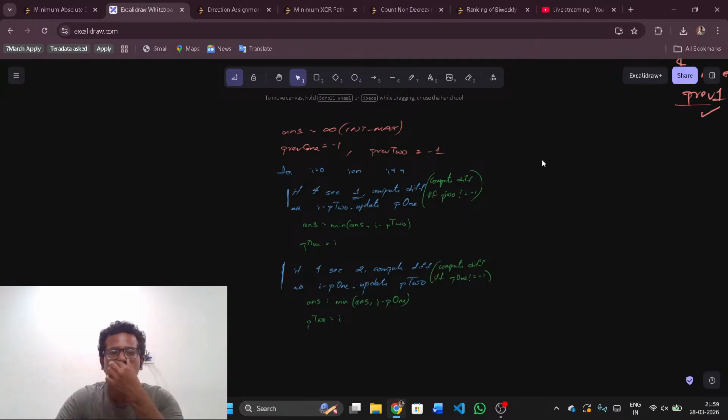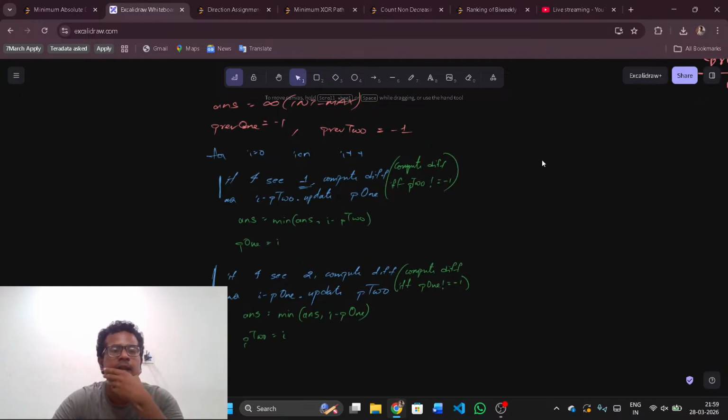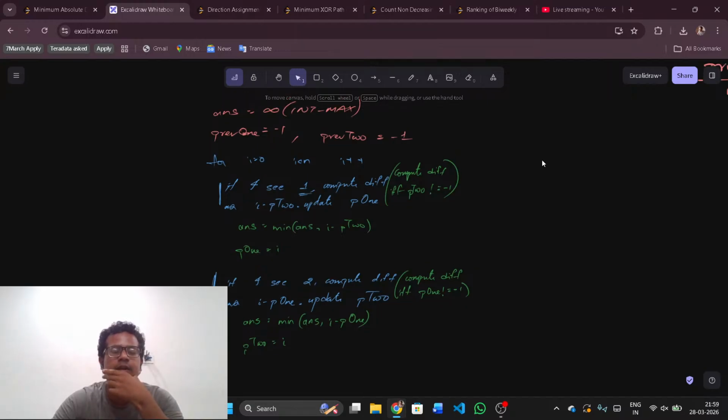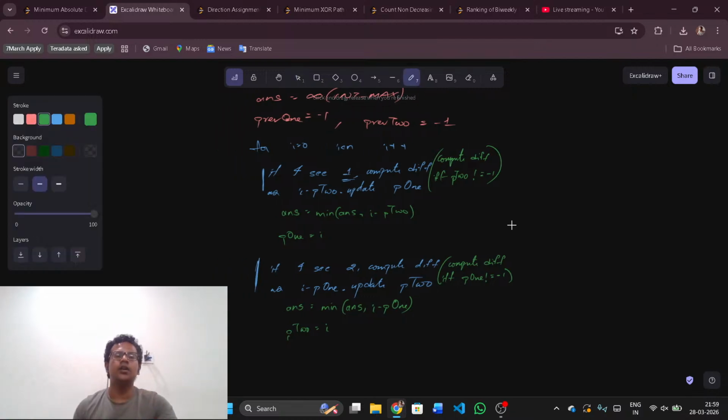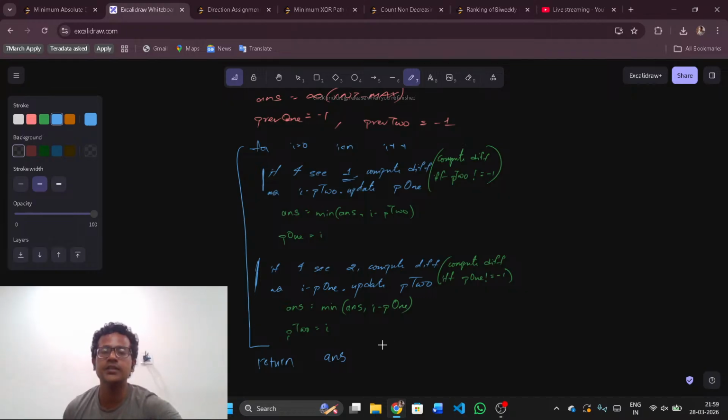I think you are clear till now, right? The answer is INT_MAX. I'm just updating the answer every time. So at the last, we'll just return answer. If the answer is INT_MAX even after running the loop, that means there is no valid difference, so I'll just return minus 1. If not, I'll just return answer. Right? That's how you solve the first problem.